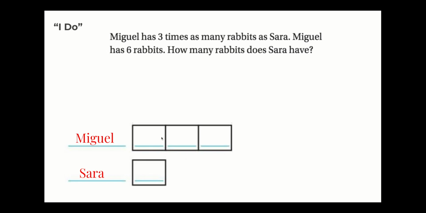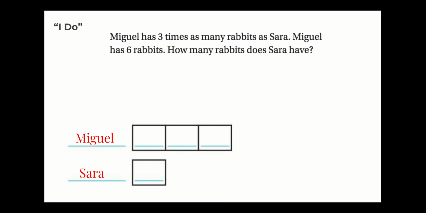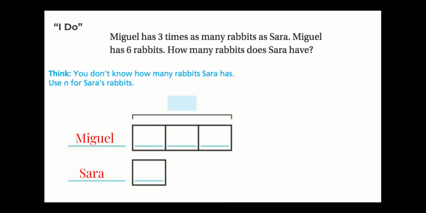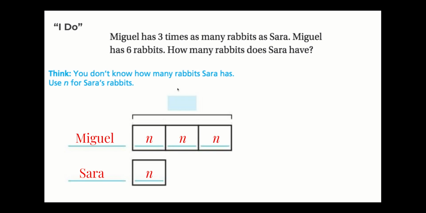Since we don't know how many Sarah has, we're going to use that N as an unknown number again. Okay? And we're going to put in N for Sarah, which means that we're going to put in N's for Miguel. But like I said, here's our bracket. That means that we do know the total of Miguel. It says Miguel has 6 rabbits. I know what's going to go in this box because it's my total. So I'm going to put my total of 6 here.